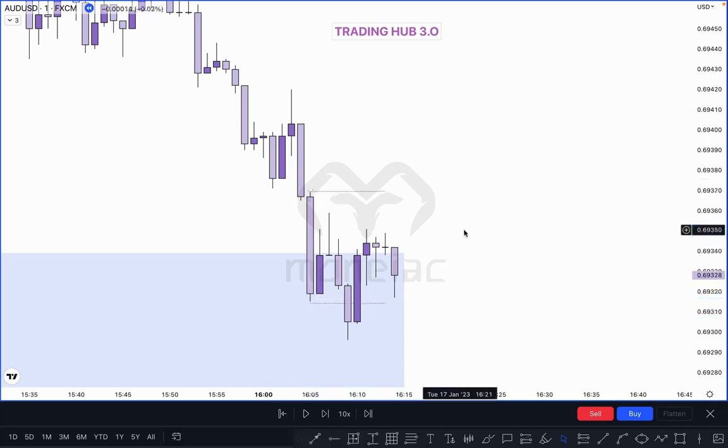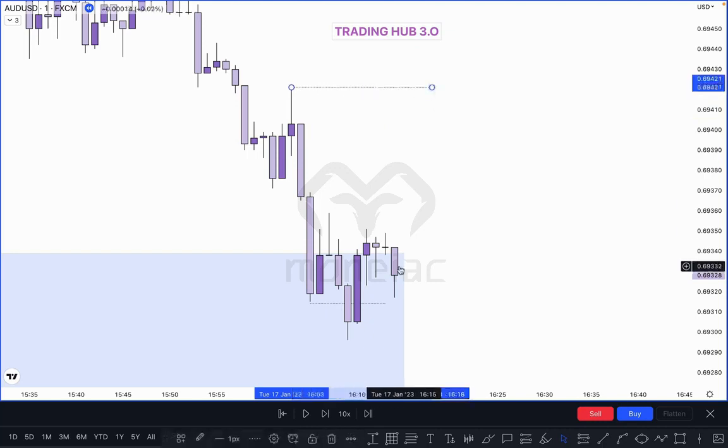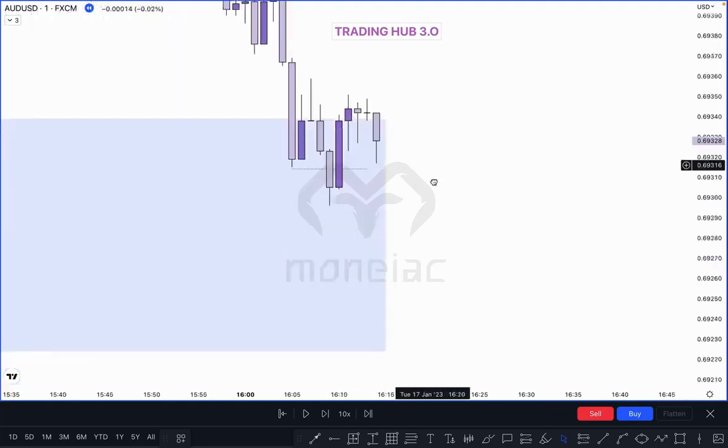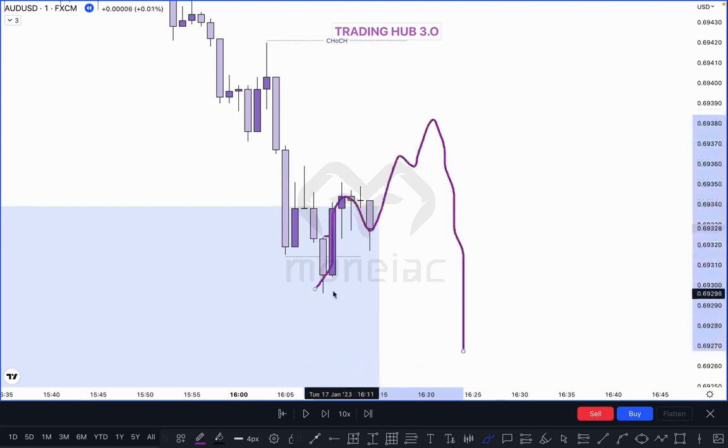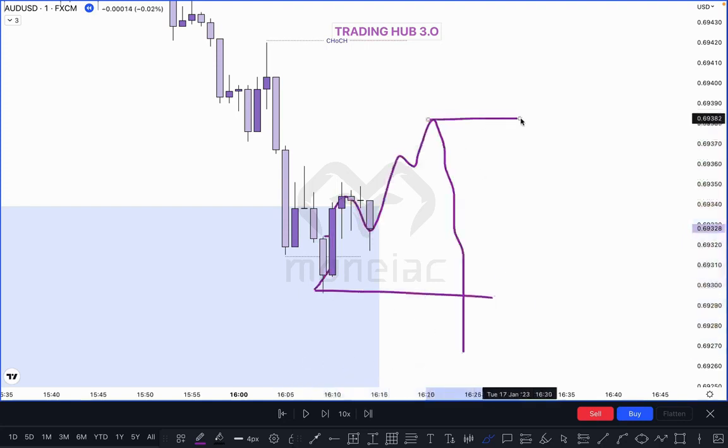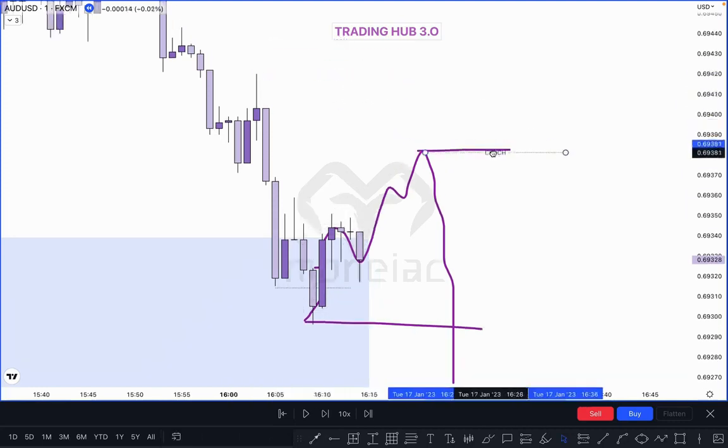Okay, so where is our first pullback? The first pullback is here. So this one is our change of character here. Price must break this high. If the market breaks this high, then definitely we can take entry here. If the market does not take out this high, and if the market creates another pullback here, possibly here, because the market breaks this high, this becomes our valid pullback, and the market can go higher and push downside like this. Okay, so this high becomes our new change of character, something like this.